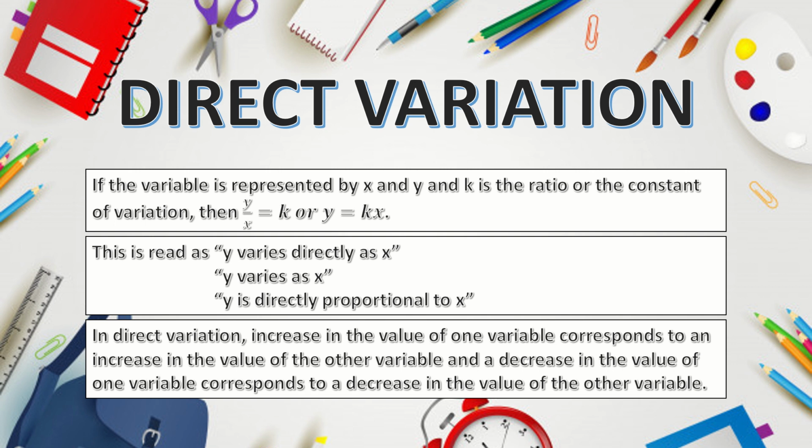In direct variation, an increase in the value of one variable corresponds to an increase in the value of the other variable, and a decrease in the value of one variable corresponds to a decrease in the value of the other variable.